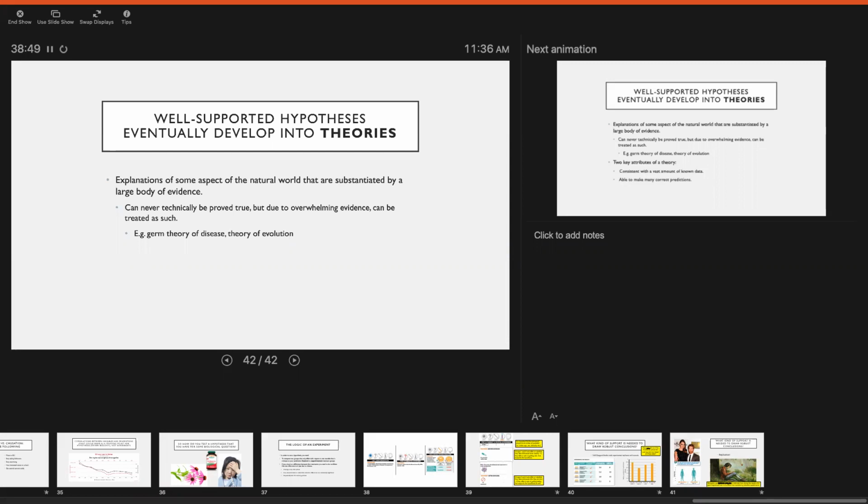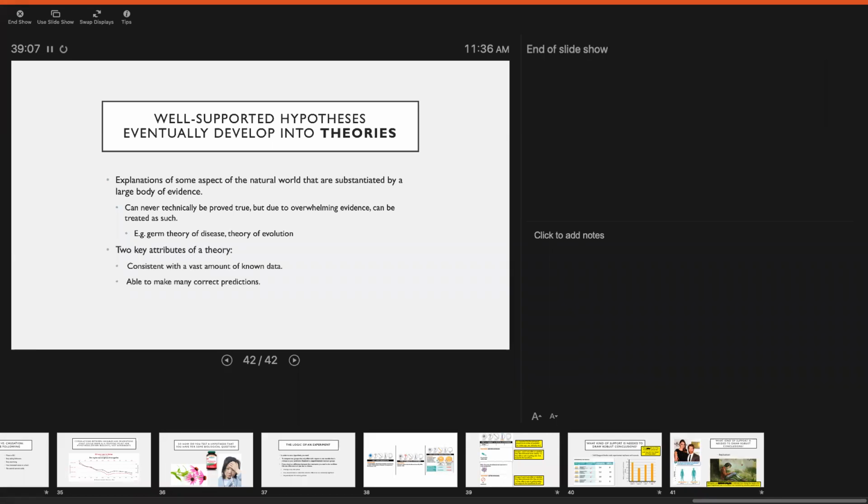The theory of evolution is the same way. We have overwhelming evidence of the theory of evolution. We can do evolutionary biology in the lab. We can create organisms that have different traits than their parents, right? So we know that this is how it works. But it's called a theory because of the nature of science.